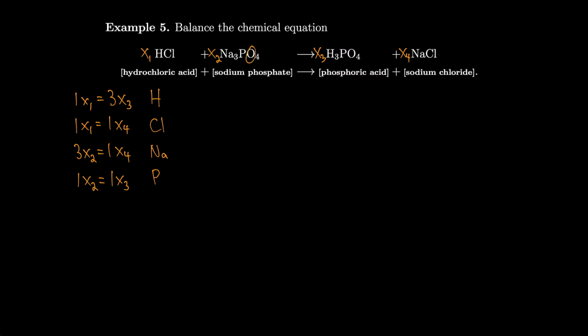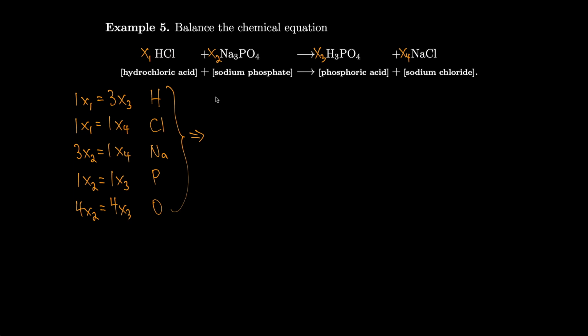Then oxygen, we've got 4, so 4x2. And on the right, we've got 4, so 4x2 should be equal to 4x3, oxygen. Okay, so let's write a system of equations.